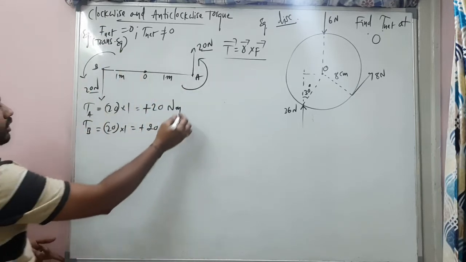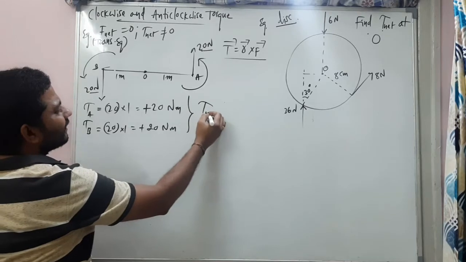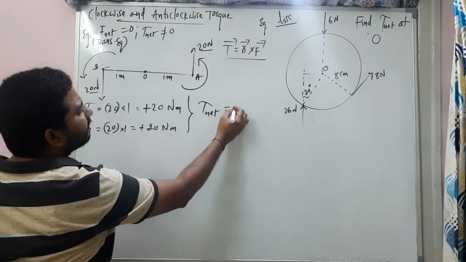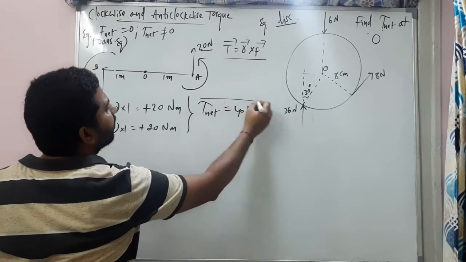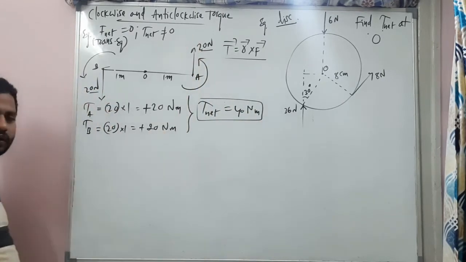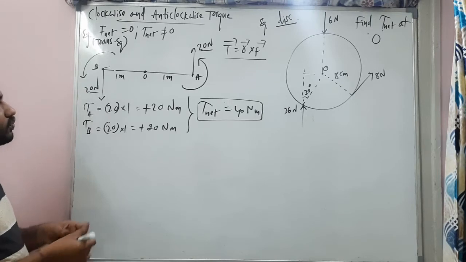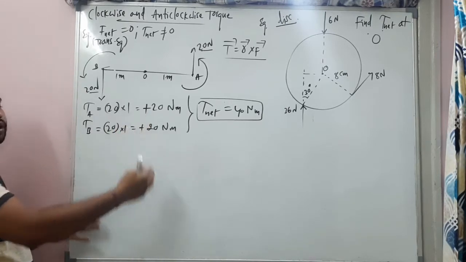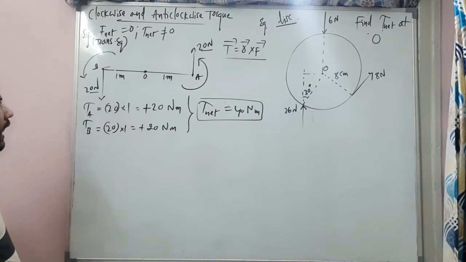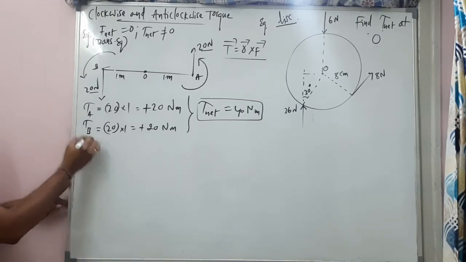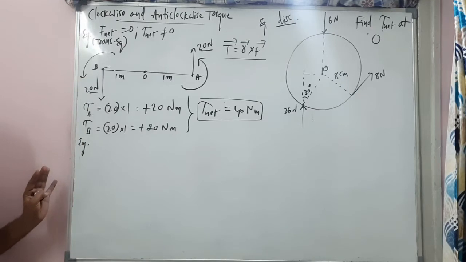So the net torque from these two, I can write it as 40 Newton meter, my dear students. I hope you all will agree with this. 40 Newton meter, because both are in the same direction, the net torque will be added up. And one more example, you'll understand this 100%, the direction of the torque and the concept of the torque.